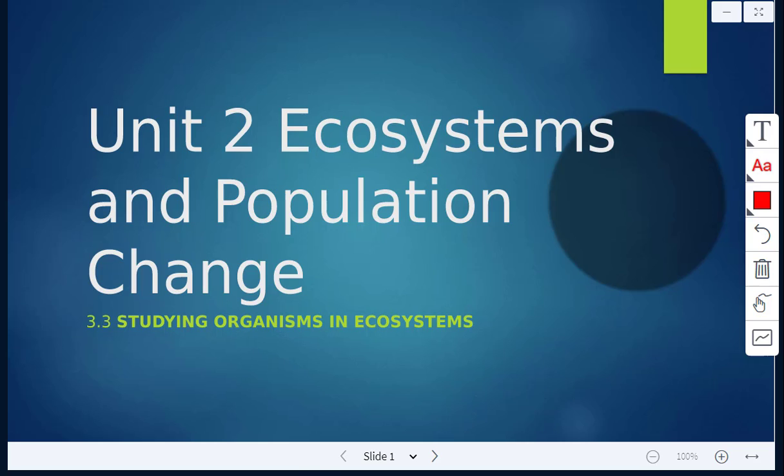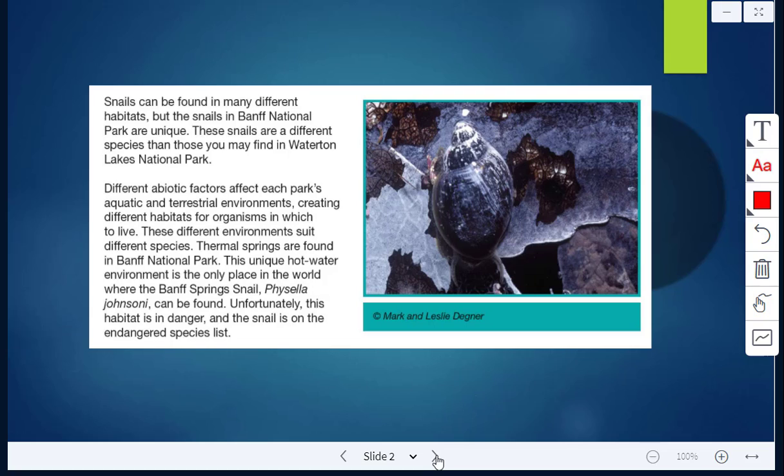Okay, so today's lesson is on 3.3, studying organisms in ecosystems. All right, so here, just an introduction to our topic. Here we have snails that can be found in many different habitats, but the snails in Banff National Park are unique. These snails are a different species than those you might find in Waterton Lakes National Park.